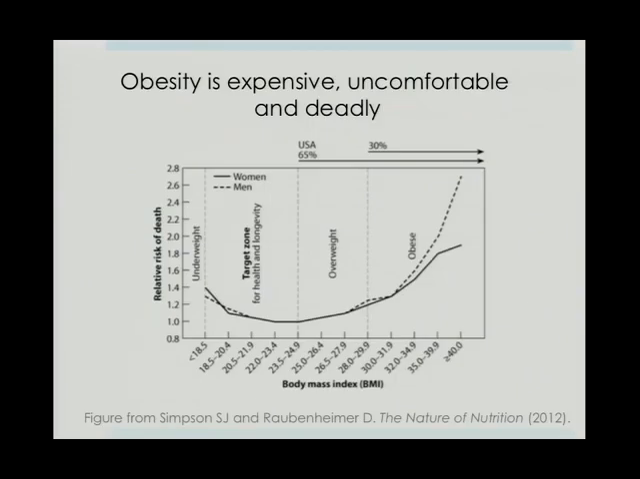So obesity is expensive, uncomfortable, and deadly. Along the x-axis on this graph is body mass index with relative risk of death on the y-axis. And as you can see for the curves for both men and women, the relative risk of death increases substantially with a BMI above 30. And as you can see from the arrows across the top, this comprises nearly a third of the U.S. population.